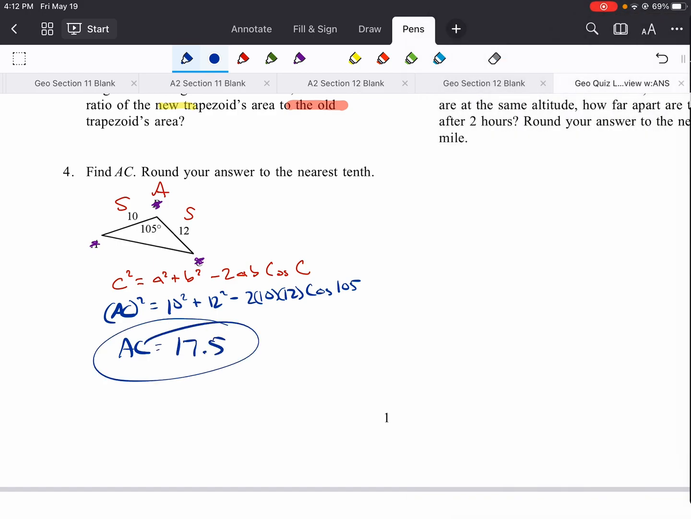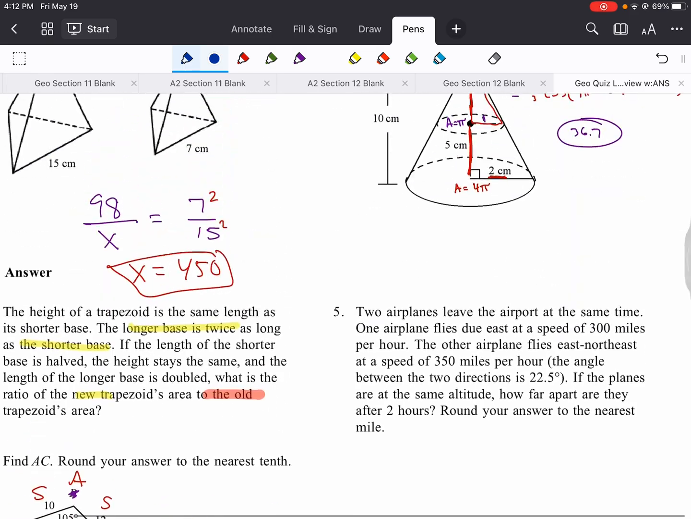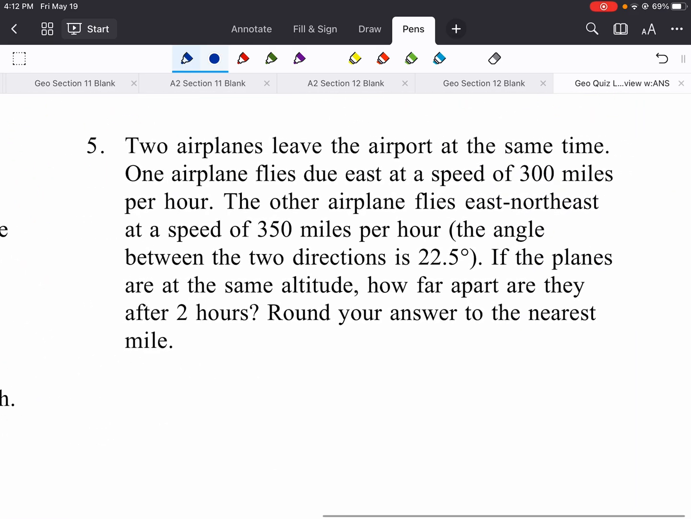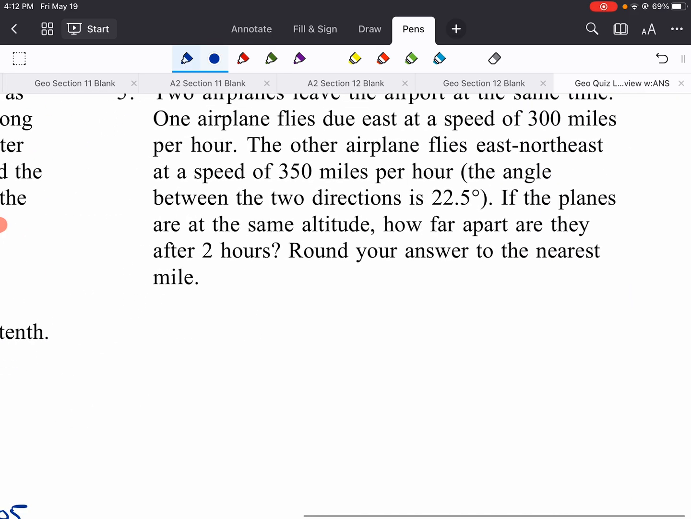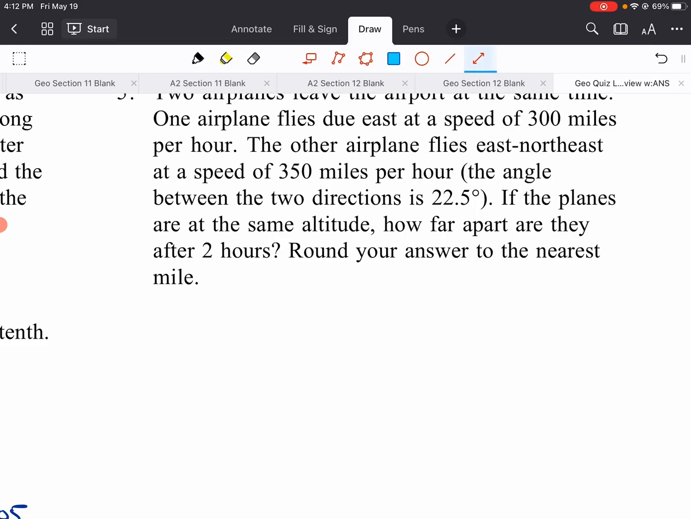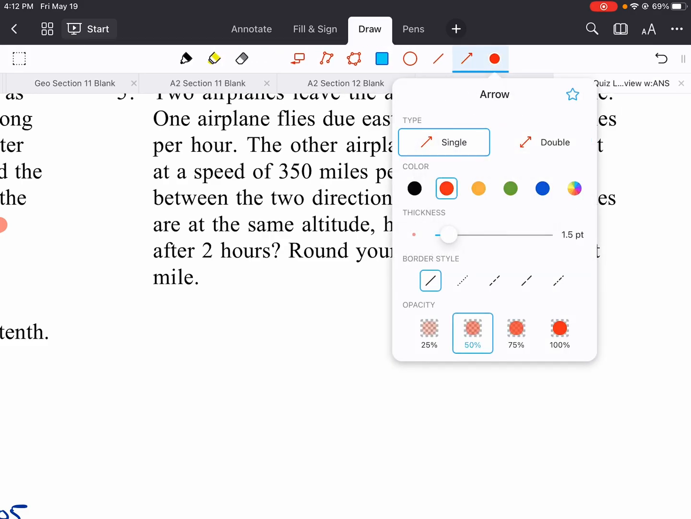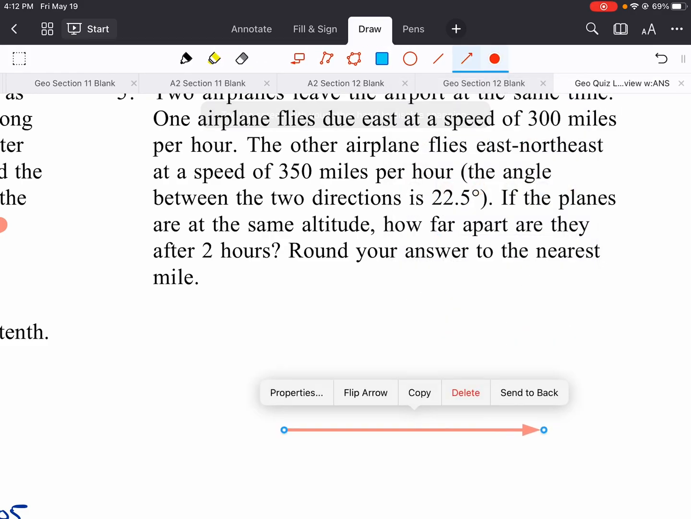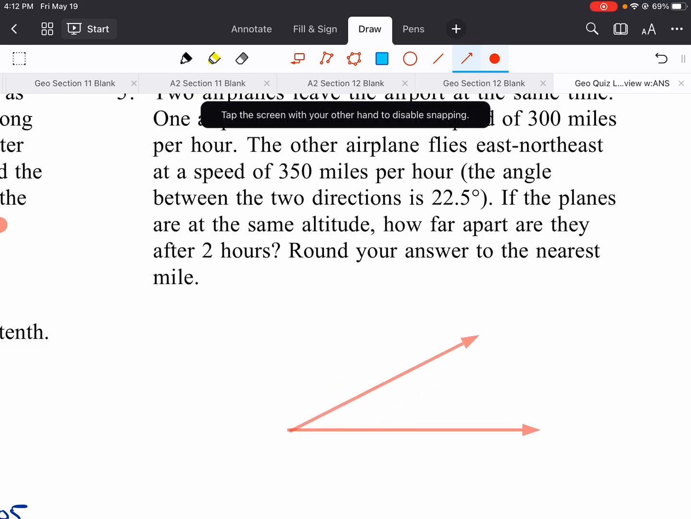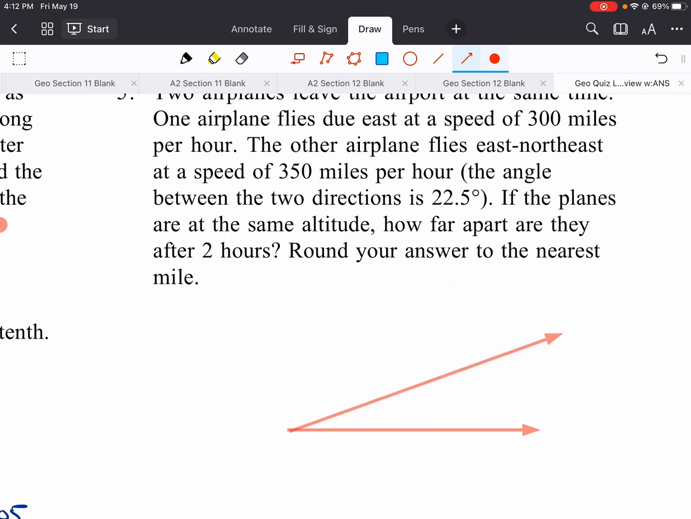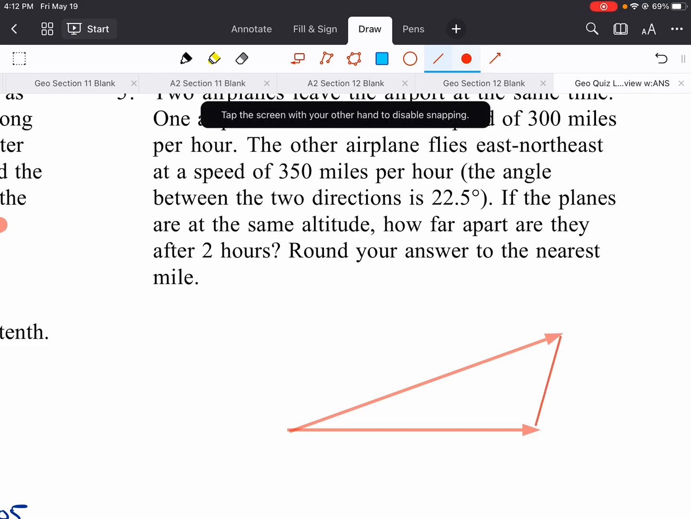Okay. All right. Fun, fun, fun. All right, here we go. 2 airplanes leave the airport at the same time. An airplane flies due east. So let's just draw a little diagram here. So we got one airplane going this way. The other plane goes east, northeast. So that's like, so northeast is like 45. That's half of 45. So it's going like this. And the question is, how far apart are they?